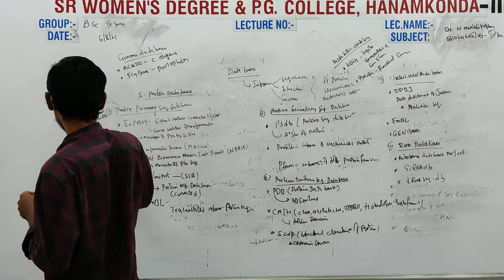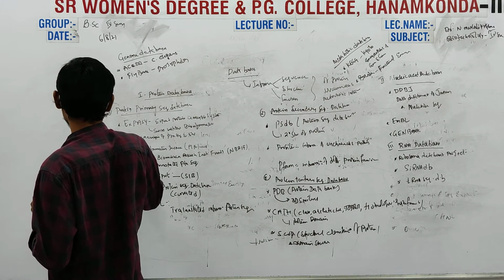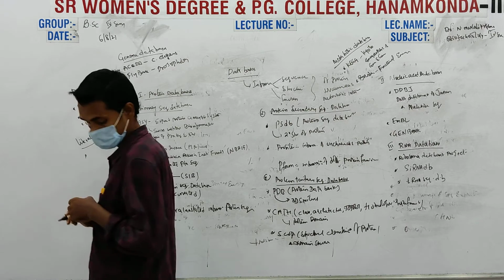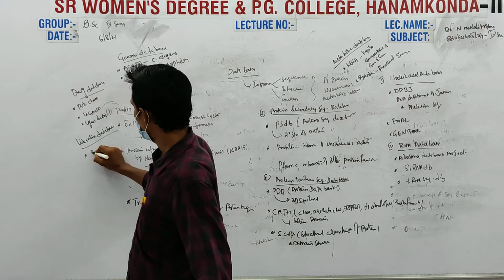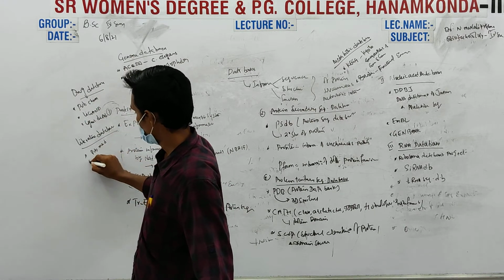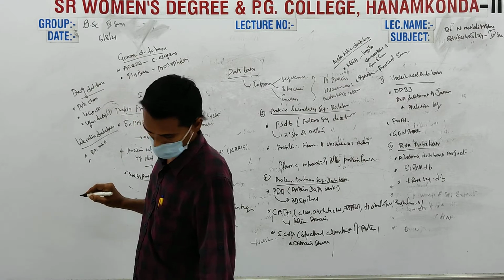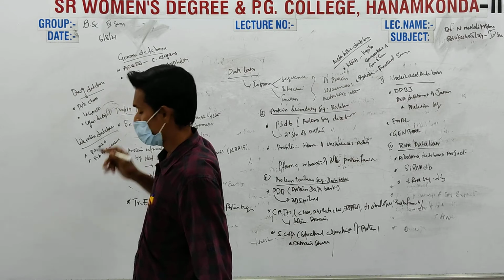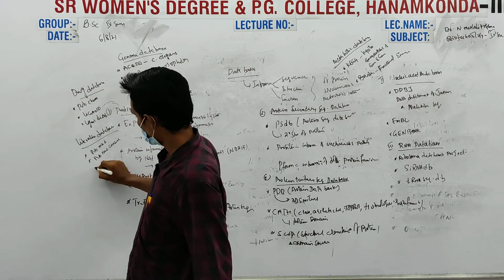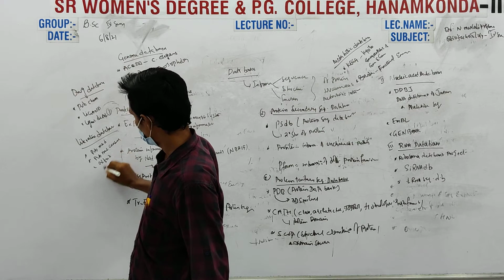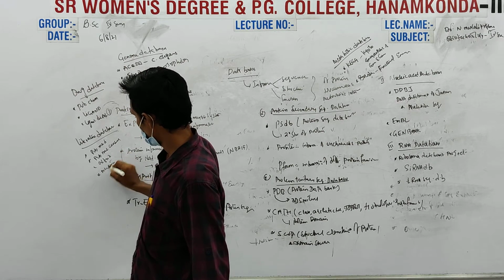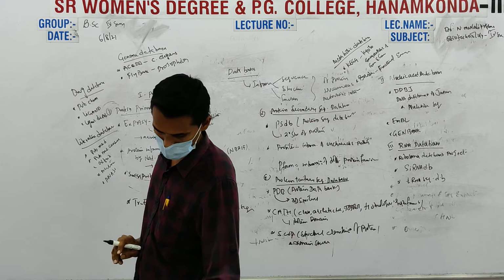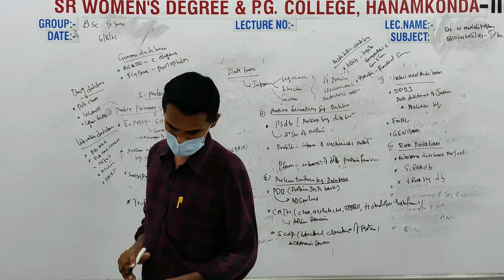Next, literature databases, which include PubMed Central, Oxford, Nature journals, and PNAS. So these are the literature databases.